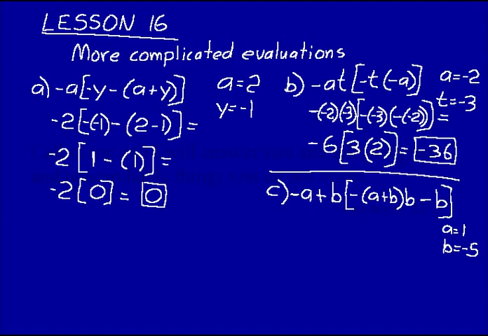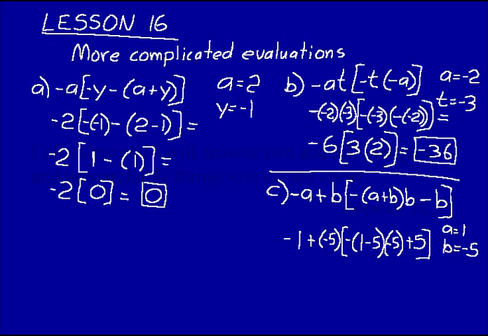Let's do one more evaluation. We'll evaluate this expression when a is equal to 1 and b is equal to -5. So let's go ahead and start substituting our numbers in, and we have -1 plus -5, then a bracket, minus a plus b, so that would be 1 minus 5, and then times b on the end there, so let's put that in parentheses, -5, and then minus a -5, so let's just go ahead and do that in our head, and we'll just say plus 5.